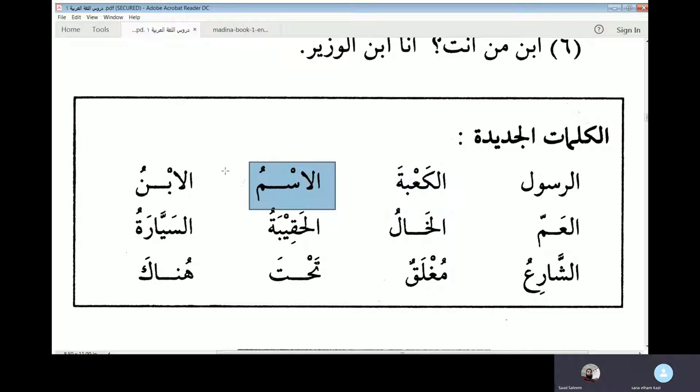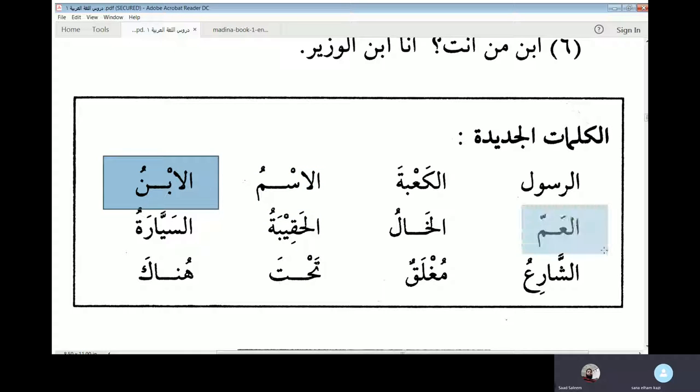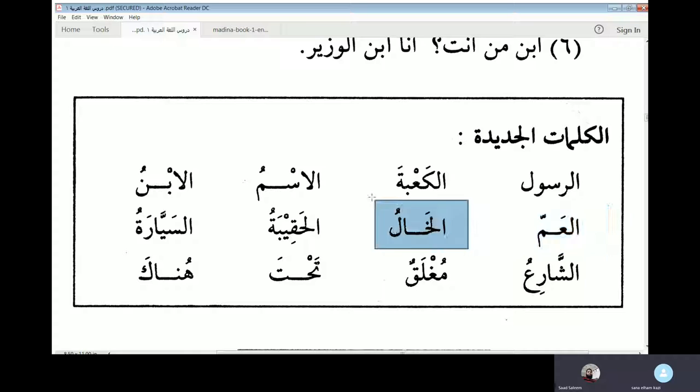Al-ismu, the name. Al-ibnu, the son. Al-ammu, the paternal uncle. Did we read this? We read it, right? Al-khalu, the maternal uncle. Al-khalu is maternal uncle, Al-ammu is paternal uncle.